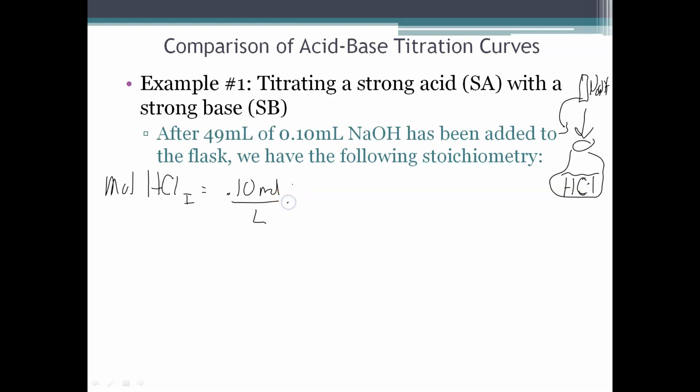And I had 50 milliliters of it. So I'm going to multiply that by 0.0500 liters. Okay, my initial moles of acid is going to be 0.0050. Okay, that's how much acid I initially had.